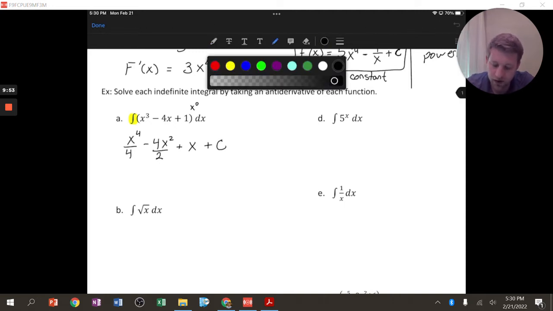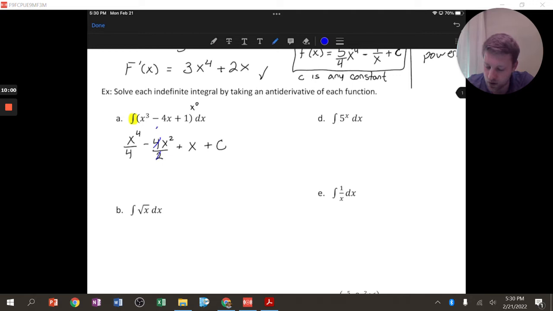Certainly we can divide that 4 over 2 and become just a 2 there. So I'm just going to erase here and rewrite that as a 2. And we should be ready to go. Just as a 2. Perfect. So that would be the indefinite integral for part A.